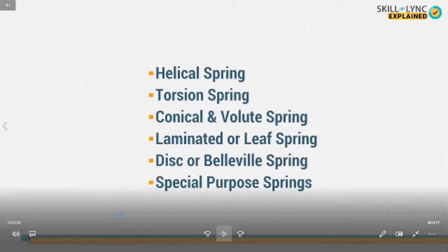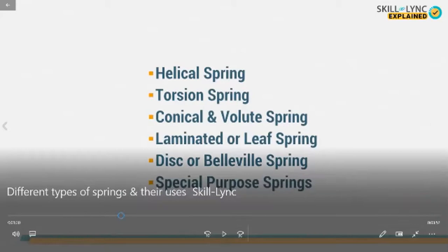You may not come across all these technical names of the springs, but if you see the application of a spring, it will definitely link with one of these types. Very, very important. If someone asks you what the different types of springs are, you can list all these and write one or two applications on each spring. Please note down all these. Helical spring, torsion spring, conical and volute, laminated or leaf spring, disc or Belleville spring, special purpose springs.